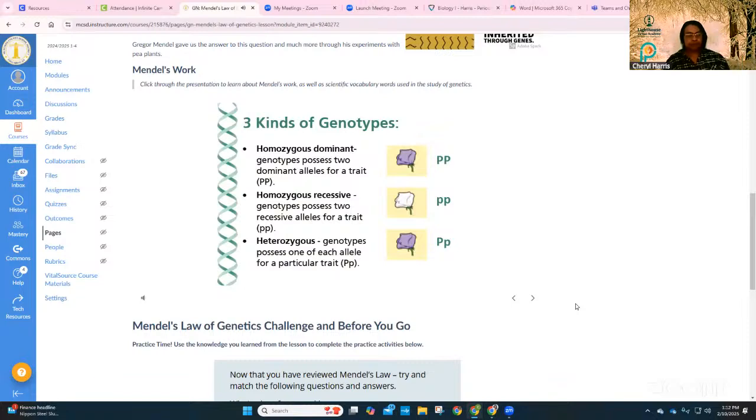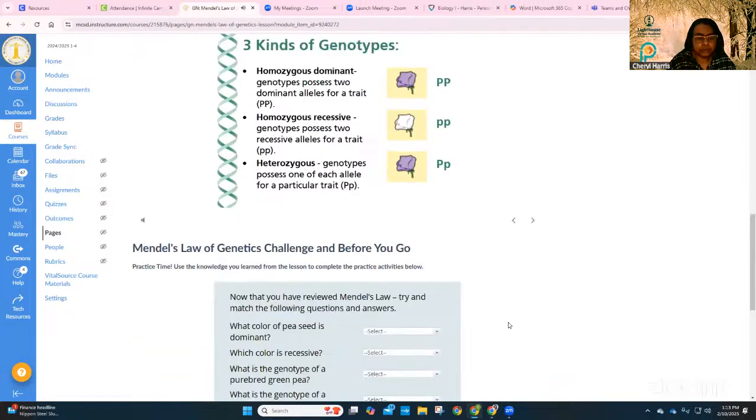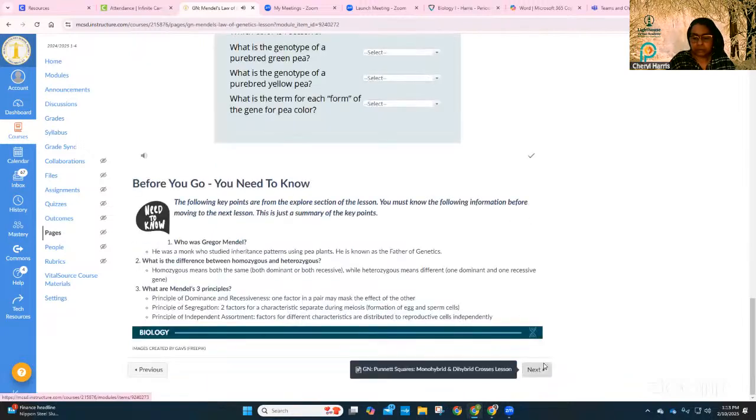There are three kinds of genotypes. The first is homozygous dominant. In this genotype, there are two dominant alleles for a trait, such as capital P to represent purple flowers. The homozygous recessive genotype would be a genotype that's made up of two small letters, or two recessive alleles.